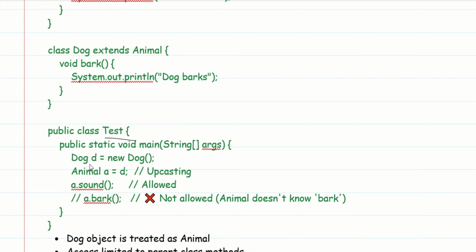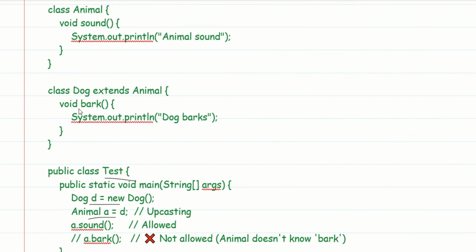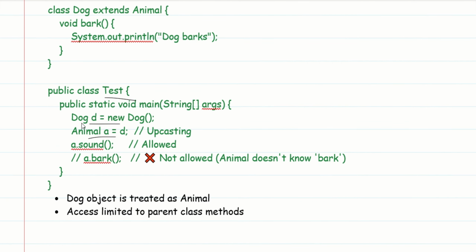I have created an object for Dog. Then I'm upcasting it, converting it to the parent class. I'm assigning a Dog object to Animal, so I can utilize only the parent class features, whatever methods or fields I have there. But the child class methods or fields, I can't. It is not allowed, because as it is cast to the parent class now, the Dog here is treated as an Animal object, and access is limited to the parent class only. If I try to access bark, it will give an error.